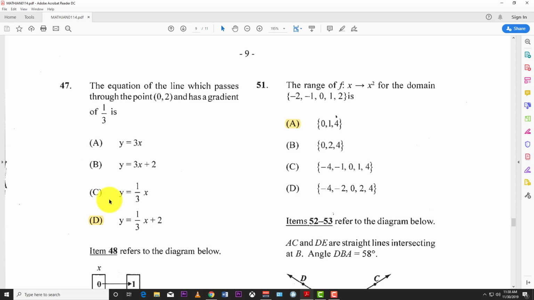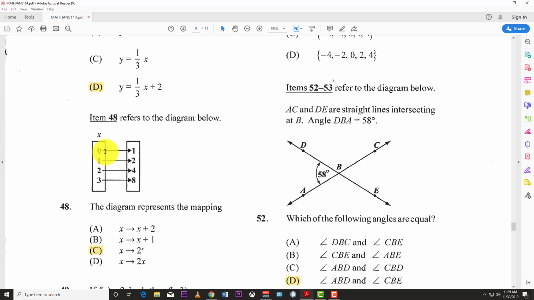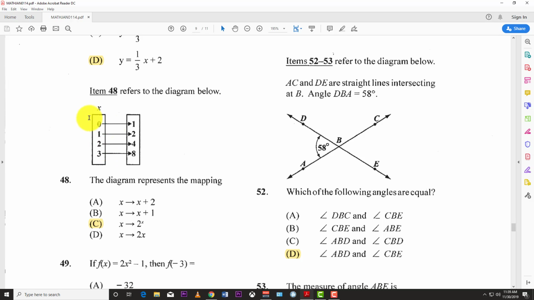The equation of the line which passes through the point (0, 2) and has a gradient of 1/3 is D, y equals 1/3 x plus 2. So the equation of the line is y equals 1/3 x plus 2. 48. Items refer to the diagram below.